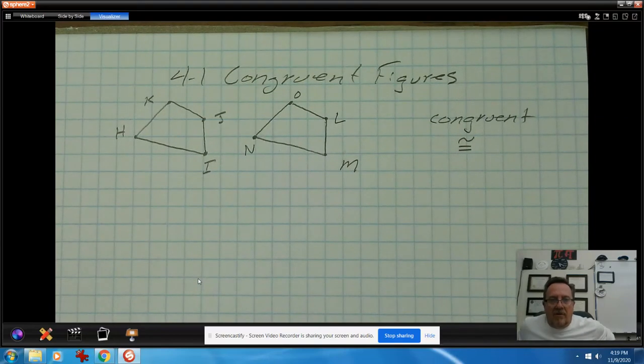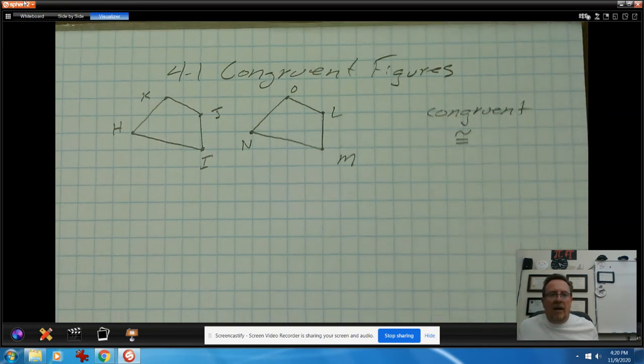Hello, geometers. We're going to look at congruent figures today. And remember what the word congruent means. It means these are the same shape and the same size, which is why we have things in the world like clothing sizes and shoe sizes, because if they're the same size and same shape, they ought to fit, right?